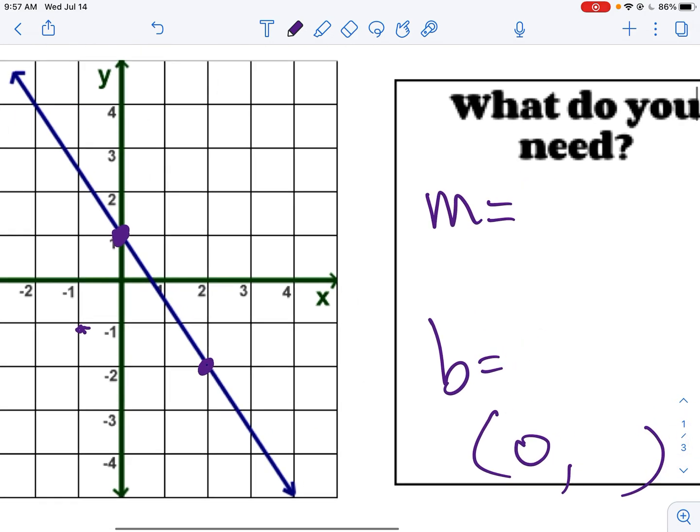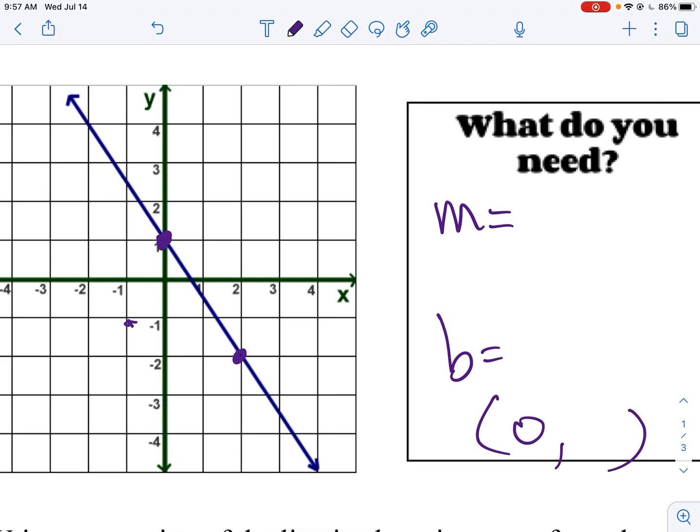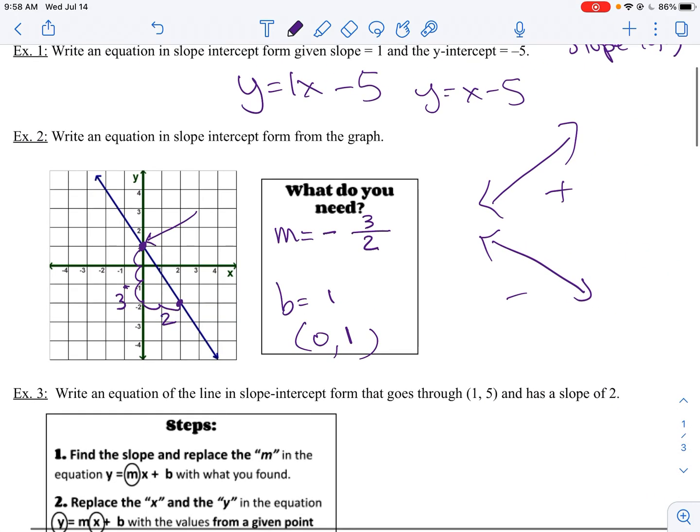But as I look at this line, anytime you see a line, if it's going this direction, it's a positive slope. If it's this direction, it's a negative slope. So for this, the slope is going to be negative. It goes 1, 2, 3, and I go over 1, 2. So my slope is -3 over 2. Then the y-intercept is where it hits the y-axis, and it hits the y-axis at 0, 1. So to write the equation of the line, it's y equals -3 over 2x plus 1.